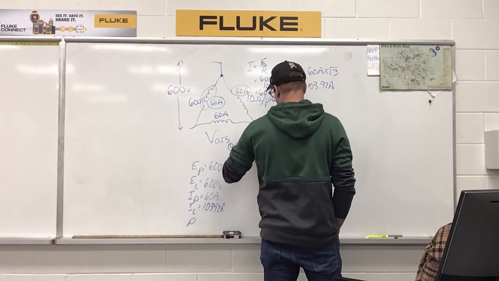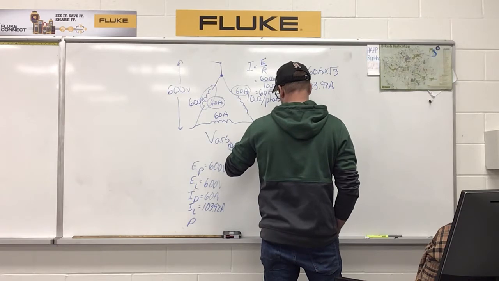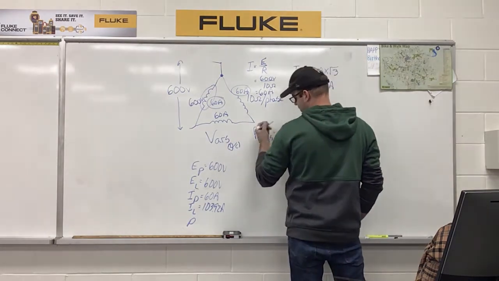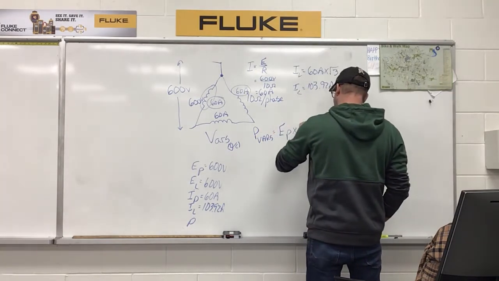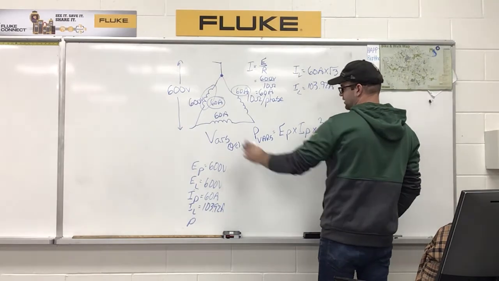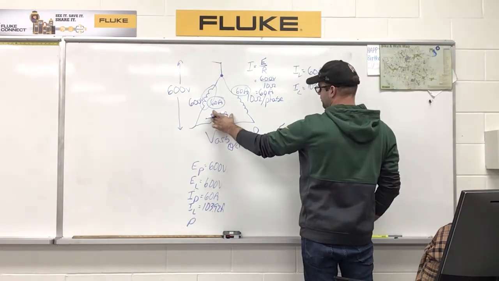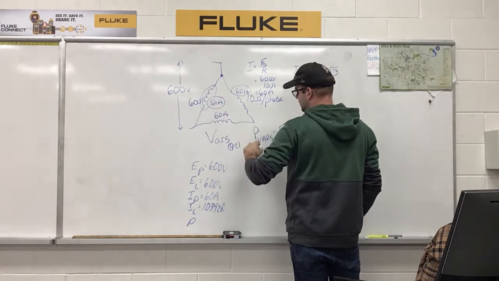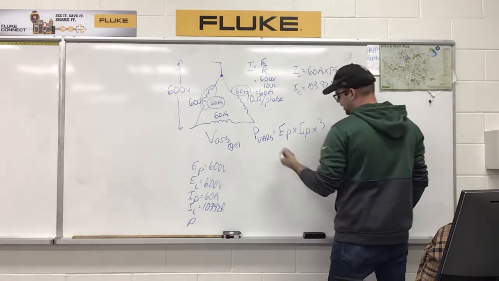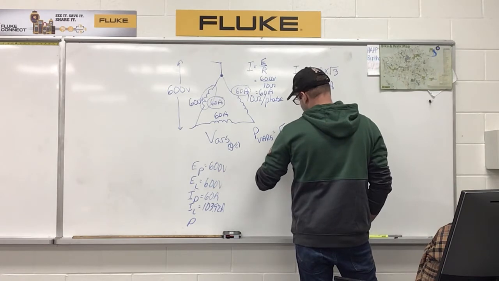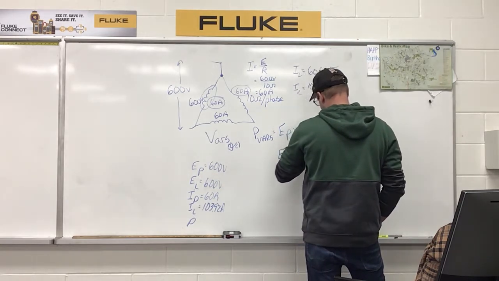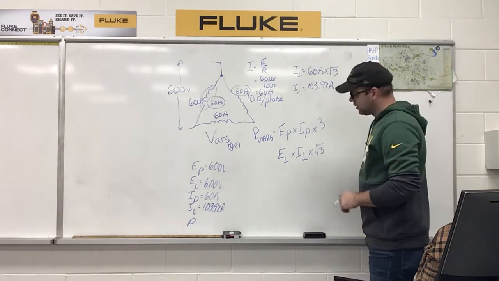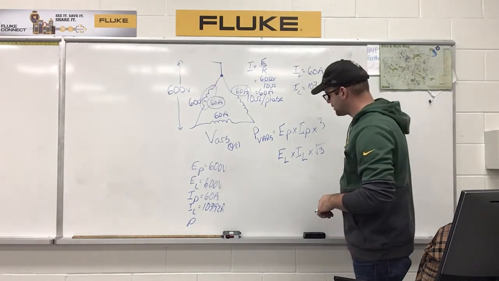So obviously our power, we're going to be calculating a value that's in VARs. And same way as we did before, you can either do E phase times I phase times 3. So you take the power per phase times the voltage of 600 volts times √3. And that will give you the answer. Or you do our line values, you can do E line times I line times √3. Both of those will get you to the same conclusion.